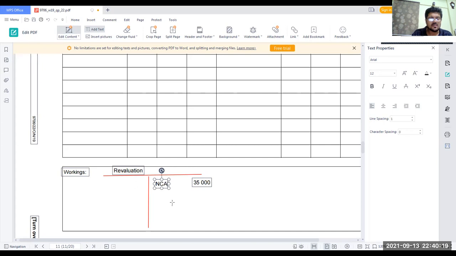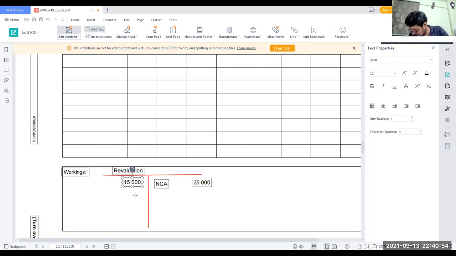Now, then we have to change the value of inventory. So inventory is going to be credited and revaluation is going to be debited. The inventory was 60,000 and the NRV of inventory is 45,000. 60,000 minus 45,000 is equal to 15,000. So revaluation is going to be debited by 15,000 and inventory is going to be credited by 15,000 due to the change in NRV.